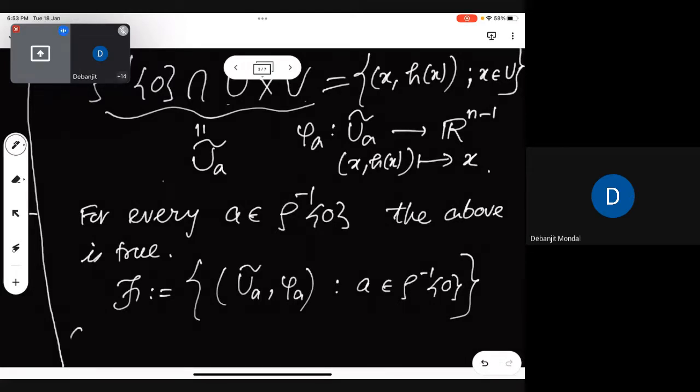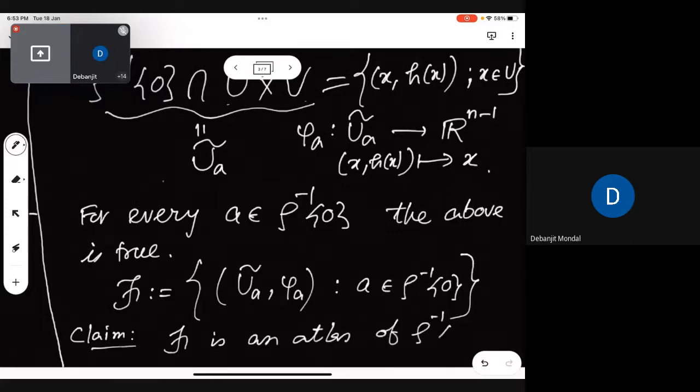So claim: F is an atlas of rho inverse 0, or atlas on. Does this make sense? So what is needed to show? What was the condition for being an atlas? It should cover the space, and it should be mutually compatible for every two elements.